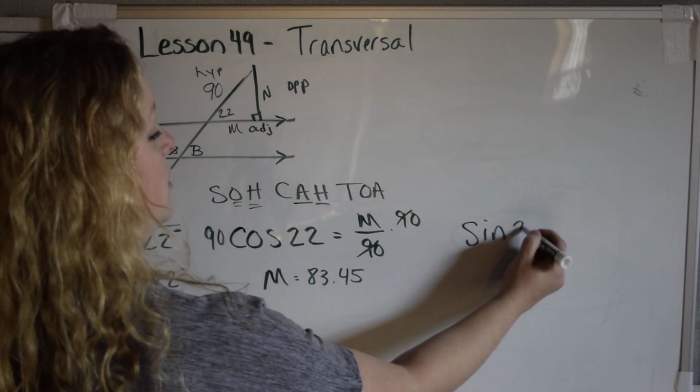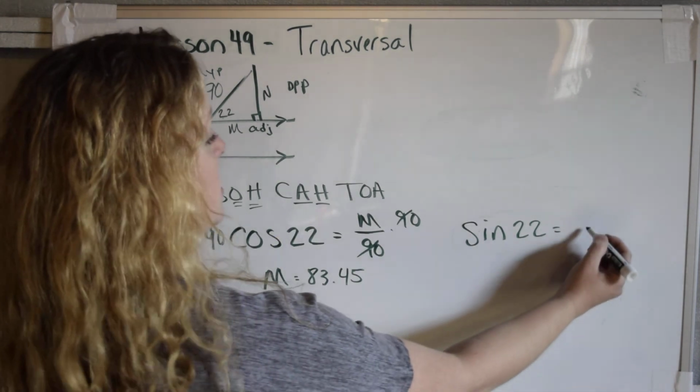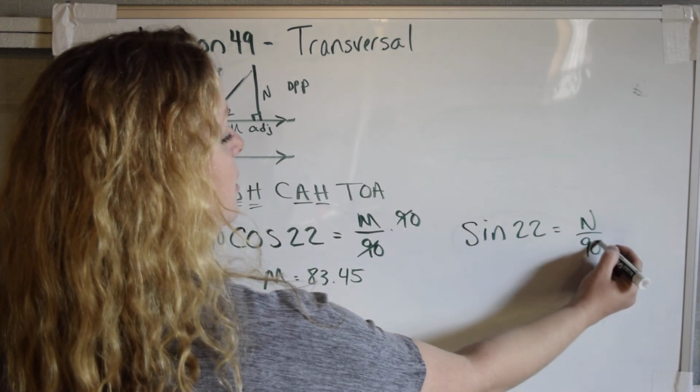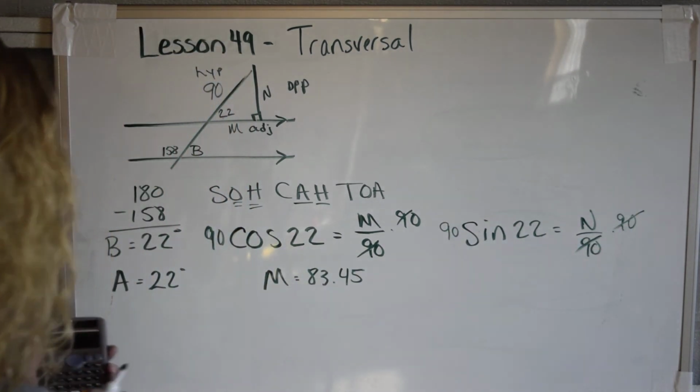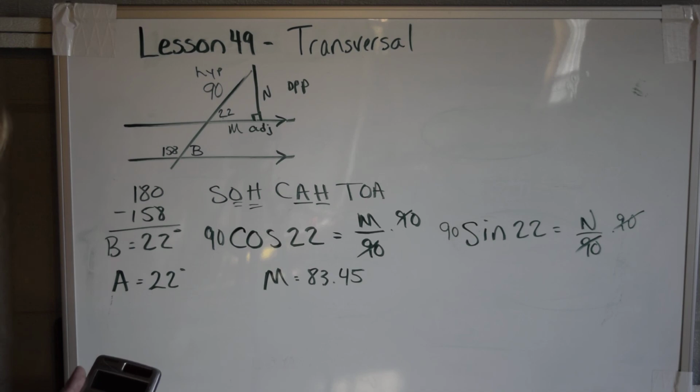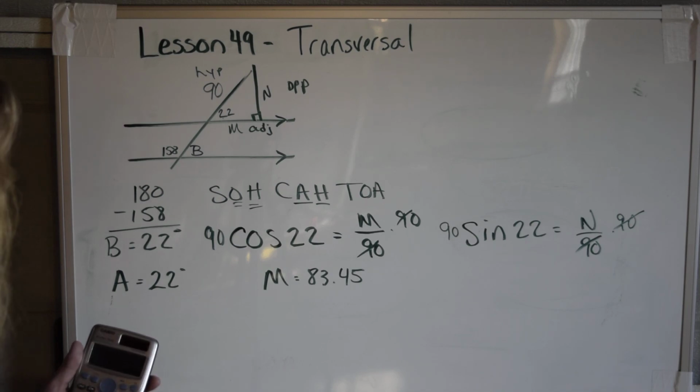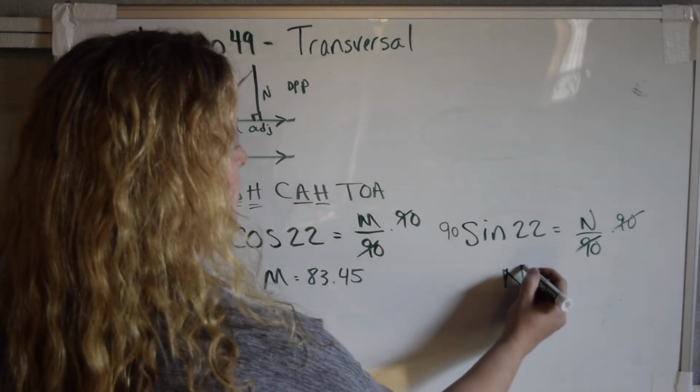And then we want to find N, so opposite over hypotenuse is sine. Sine of 22 is equal to the opposite side over the hypotenuse. Multiply both sides by 90. 90 sine 22 is 33.71.